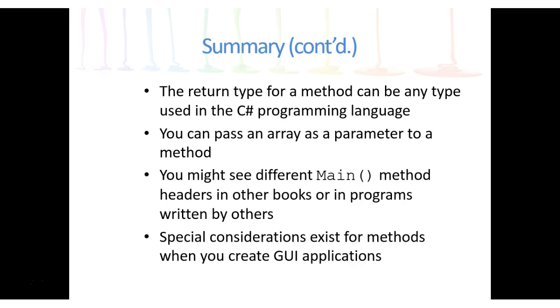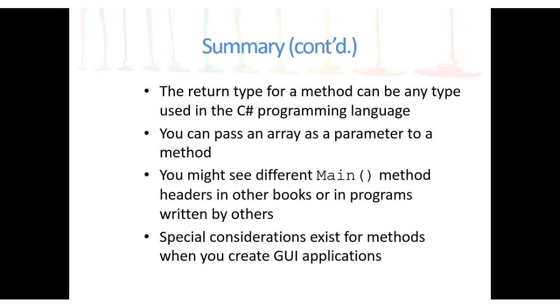We have to specify the return type, so it's either going to be void or some sort of data type that we're going to return. We can pass an entire array as a parameter, and when we do that we pass it by reference, which means that the method has full access to the memory location for the array.